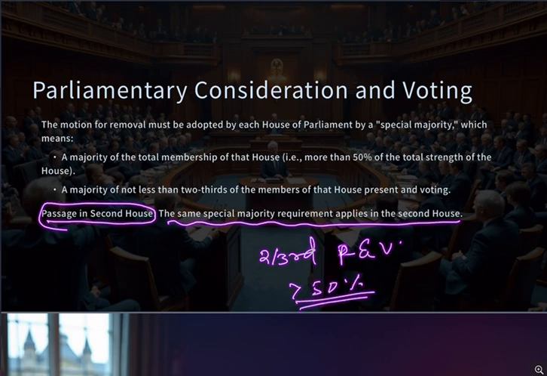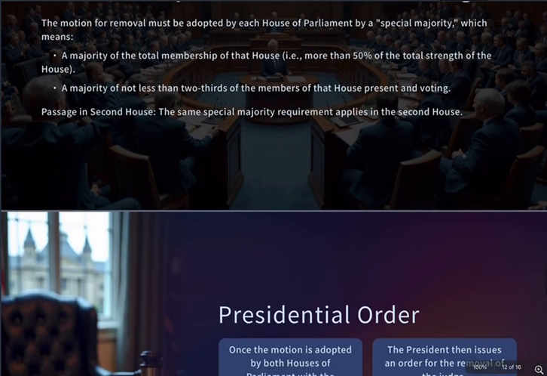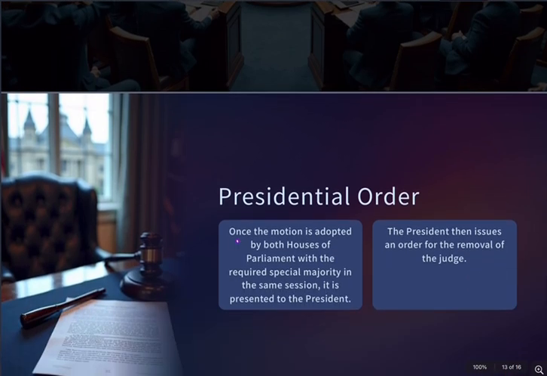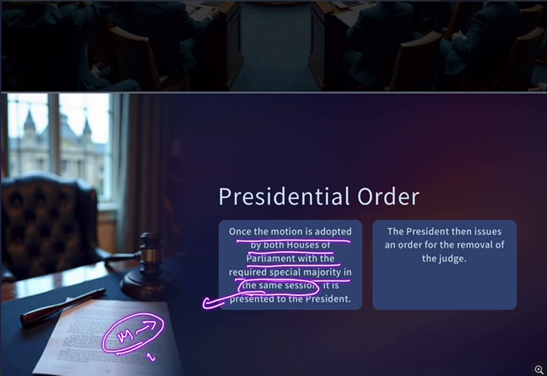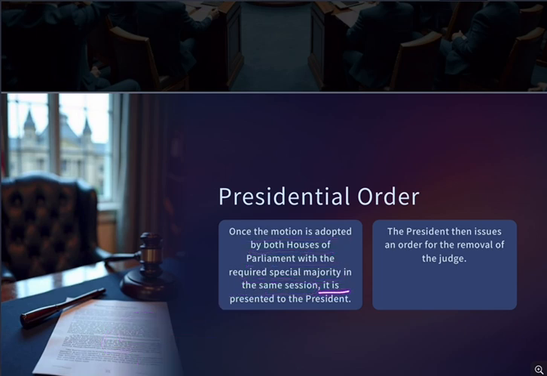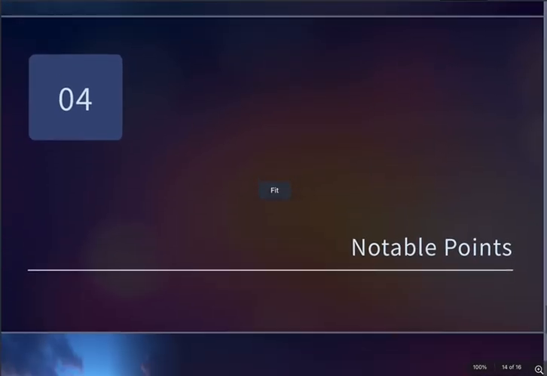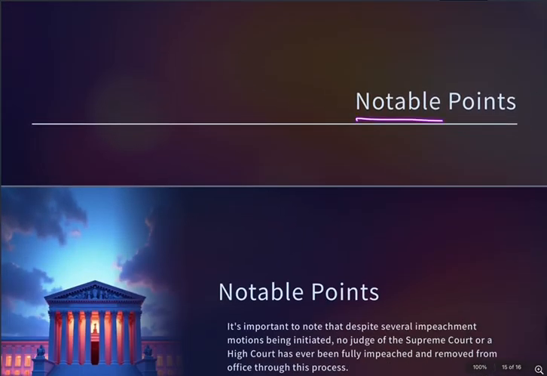Once the motion is adopted by both houses of Parliament with the special majority in the same session, that means if it is the monsoon session, it has to be completed in the monsoon session. If it is the winter session, then both houses have to pass it in the winter session, not in different sessions. It is then presented to the President, who then issues an order for the removal of the judge. So here are some notable points you need to remember.